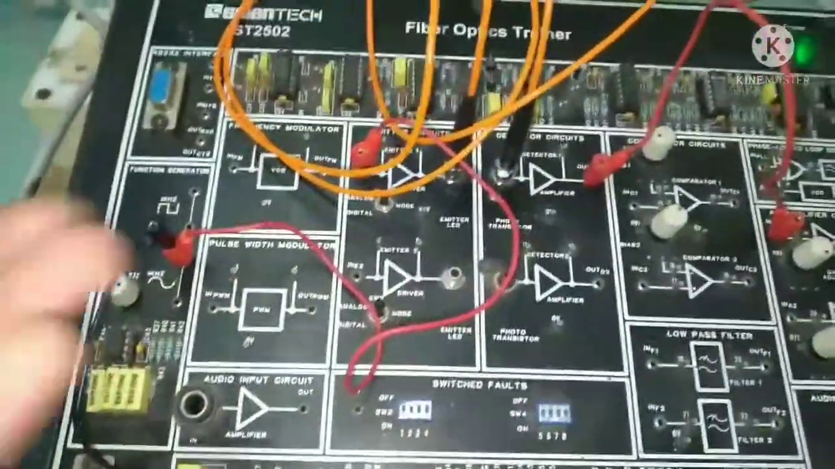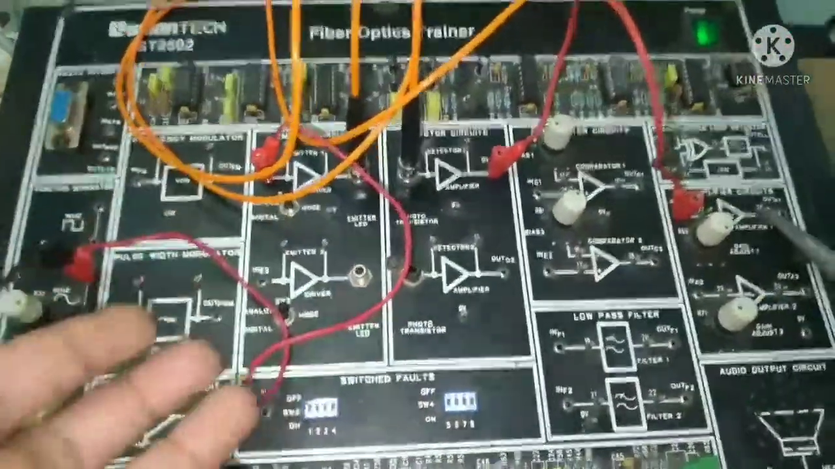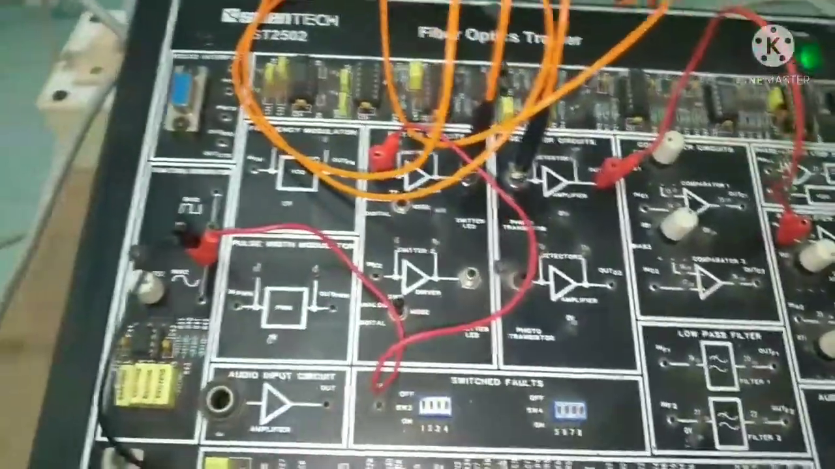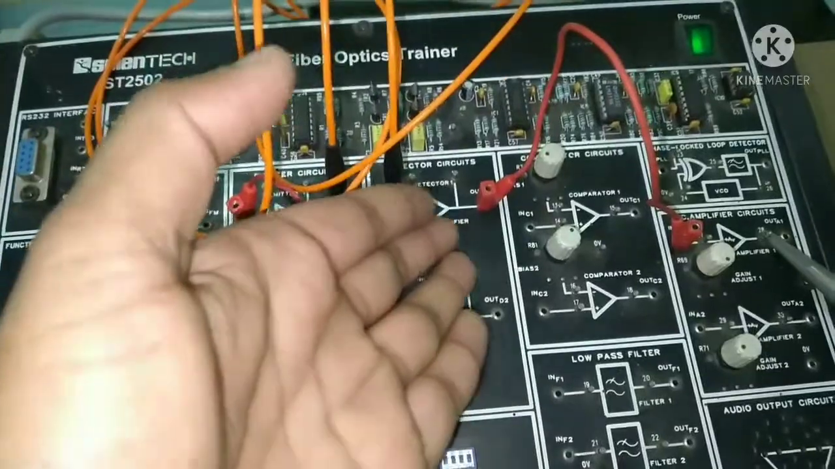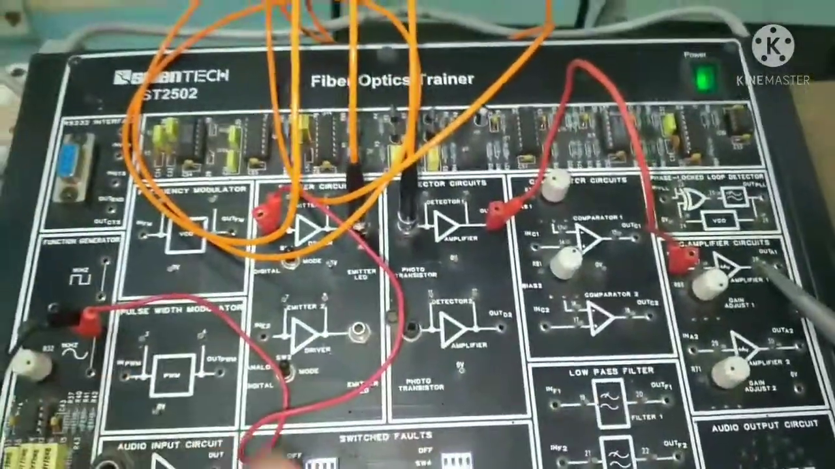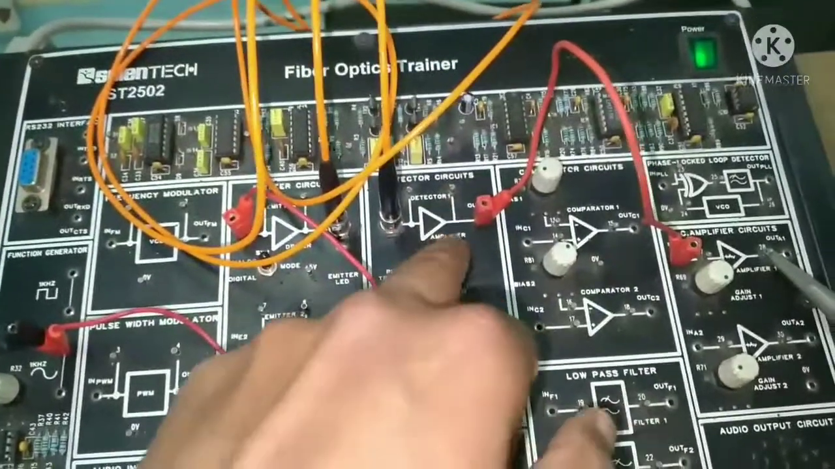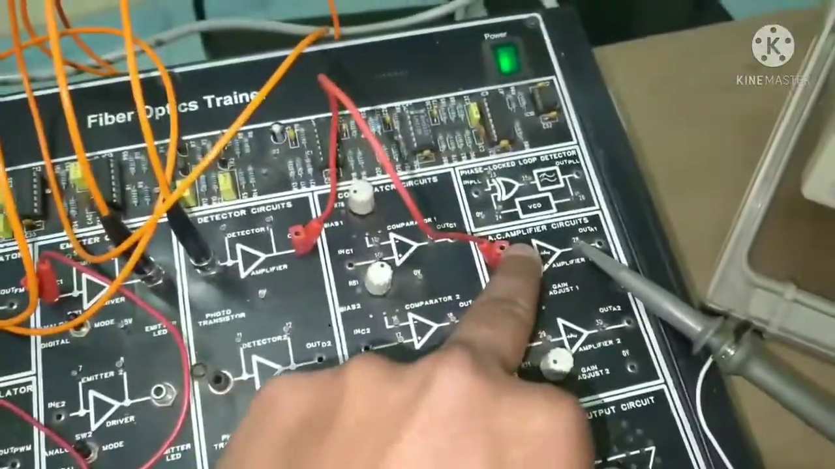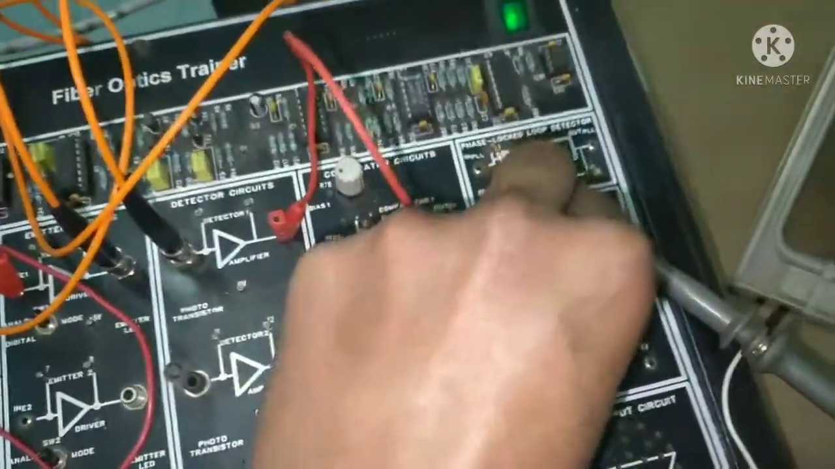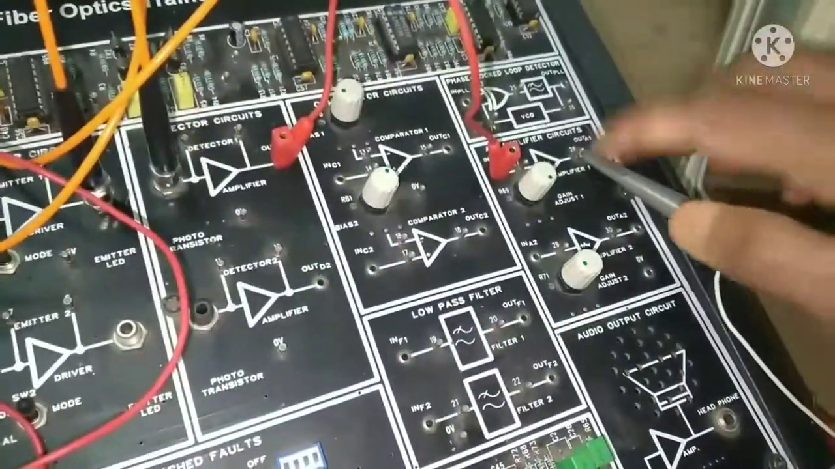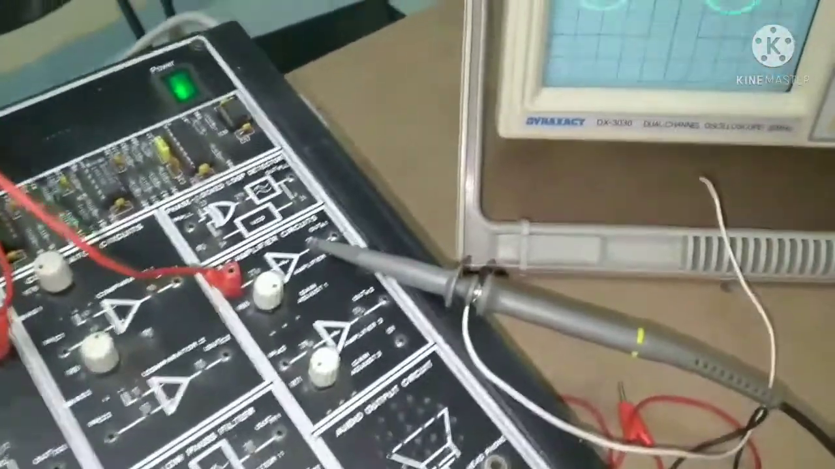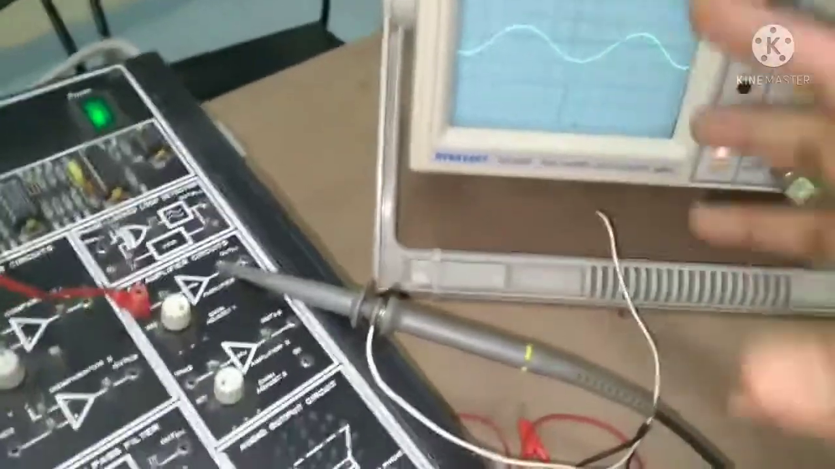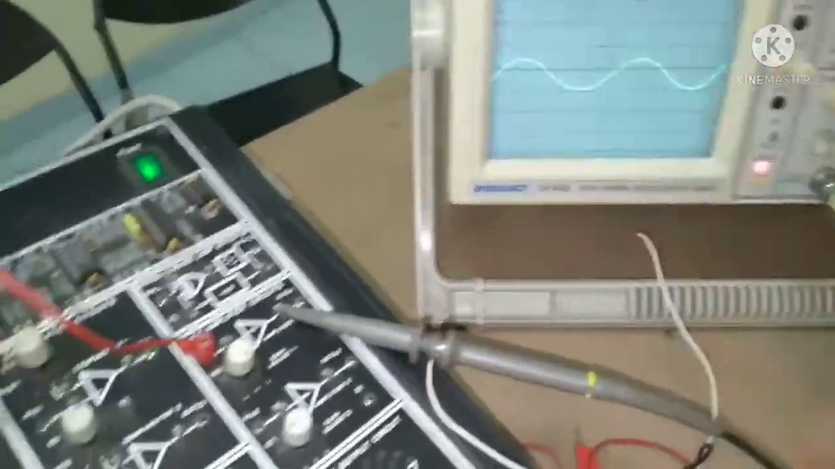If we increase the amplitude of that signal, then the intensity of the light produced by this emitter circuit will increase, and the same emitted light will go to the detector circuit, and this detector circuit will convert that optical signal into an electrical signal, which is further amplified with this AC amplifier circuit. The output of this amplifier circuit we can give to the CRO. We can see what the amplitude is, whether it is increasing or decreasing. So this is the graphical output, which we are seeing on the CRO.